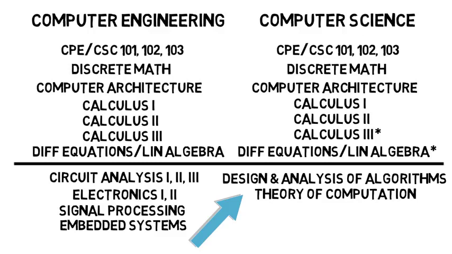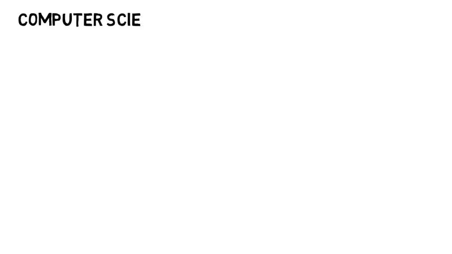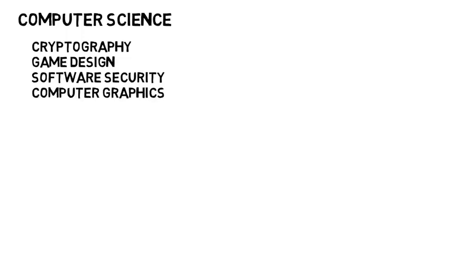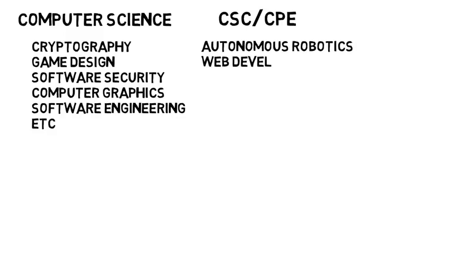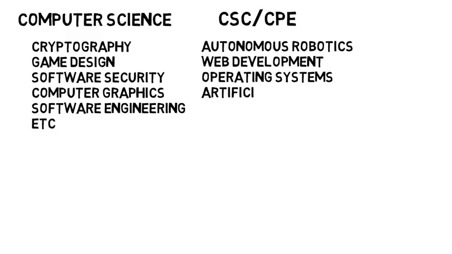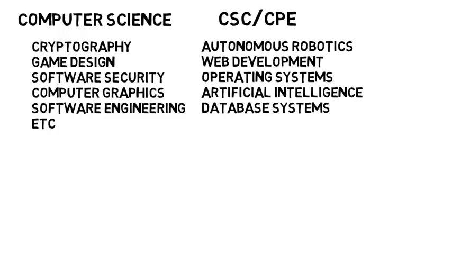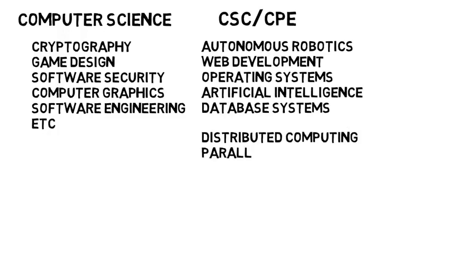Now computer scientists would not take the electrical classes on the left here. The computer science electives typically would be things like cryptography, game design, software security, computer graphics, and some classes on software engineering. But computer engineers could take these too. Then electives that are often cross-listed as either computer science or computer engineering include autonomous robotics, web development, operating systems, artificial intelligence, database systems, and many more that are just not so simple to understand.